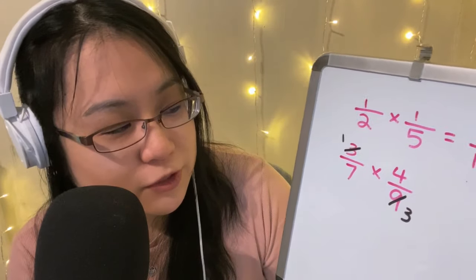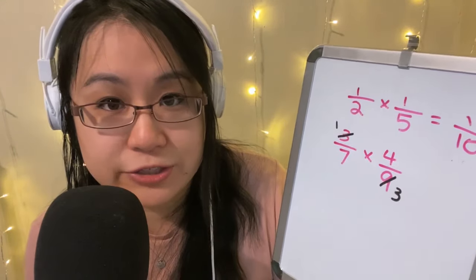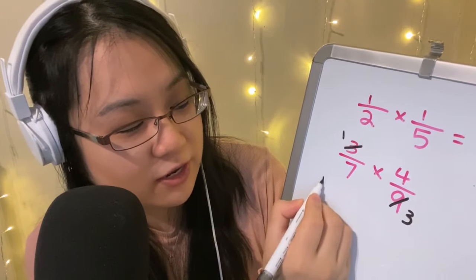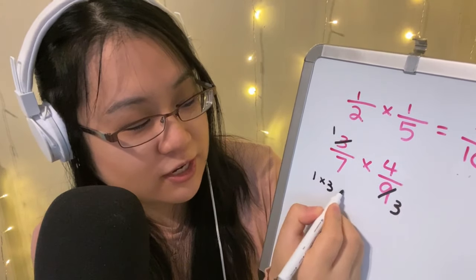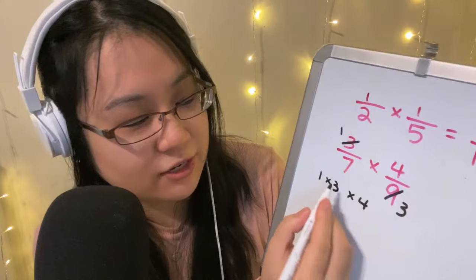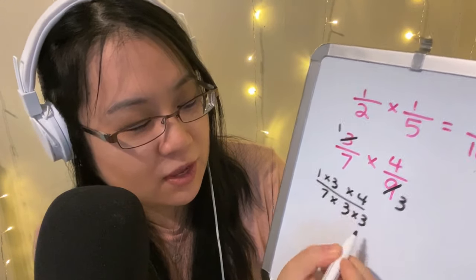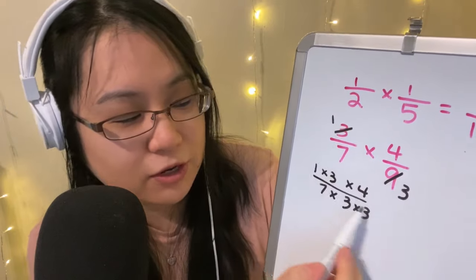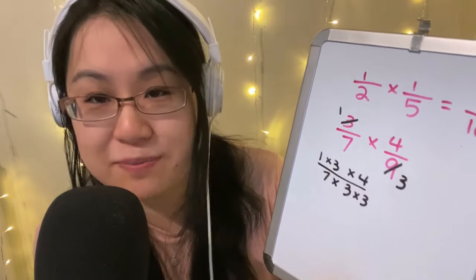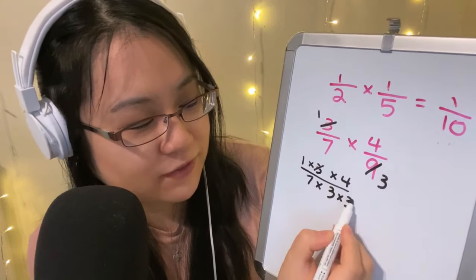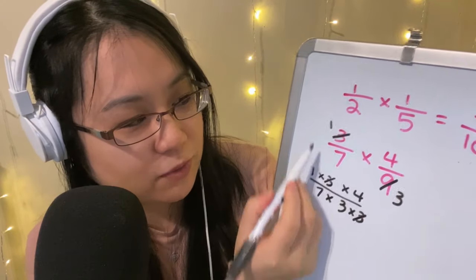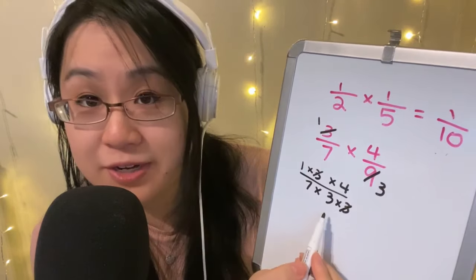Okay, so if we were to visualize what's actually happening there, we're really just writing 1 times 3 times 4, like that, over 7 times 3 times 3. And then we see we have a 3 on the top and the bottom, or maybe this 3, it doesn't matter which one, we're just going to cross out one of them like that. So we're left with the 1, and then we're left with the 3.